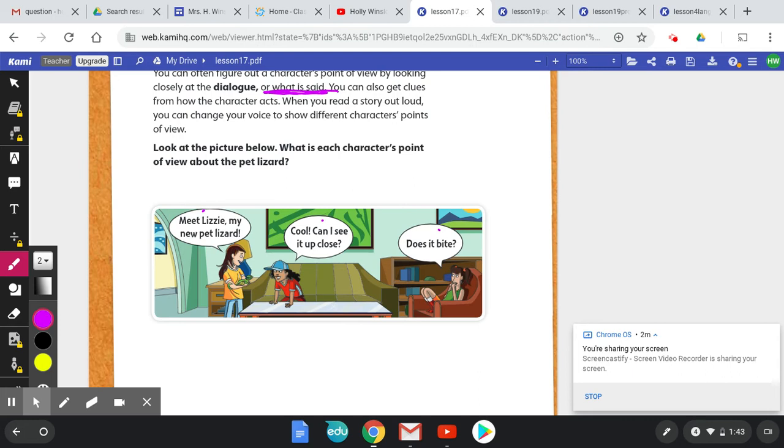So look at the picture below. What is each character's point of view about the pet lizard? So you have this person: "Meet Lizzie, my new pet lizard." So if it's her new pet lizard, how do you think she feels about Lizzie, the lizard? Then you have this person who's leaning in: "Cool. Can I see it up close?" So that person wants to get close to the lizard. And then look at this person here, all the way over here. She's sitting across the room, fingers up to her mouth. And her question is, "Does it bite?" How do you think she feels? What's her point of view of the lizard?